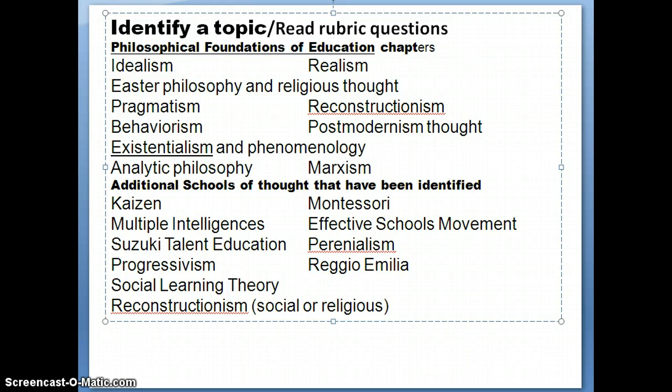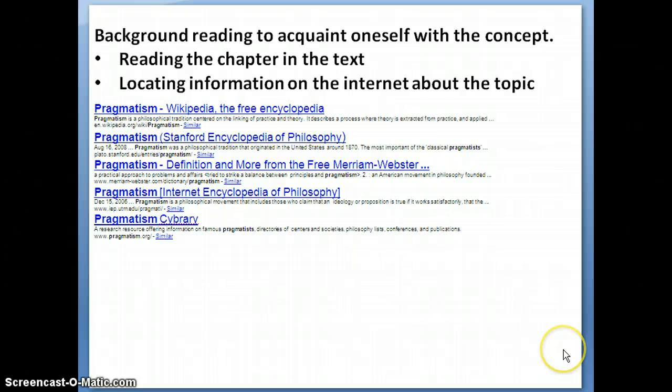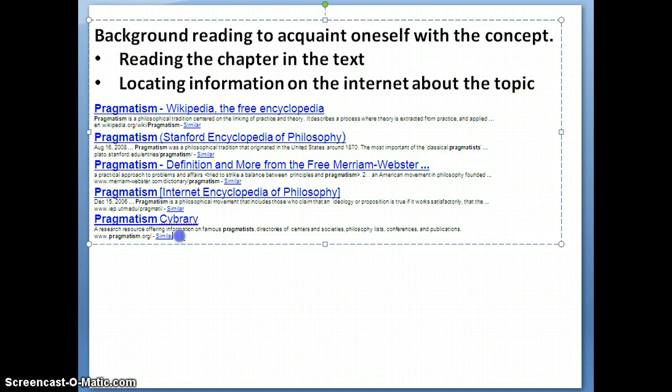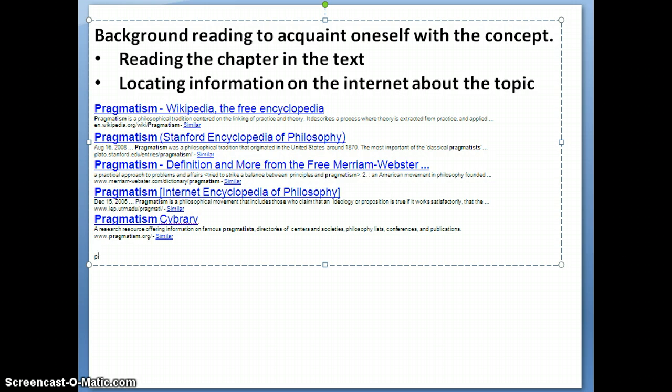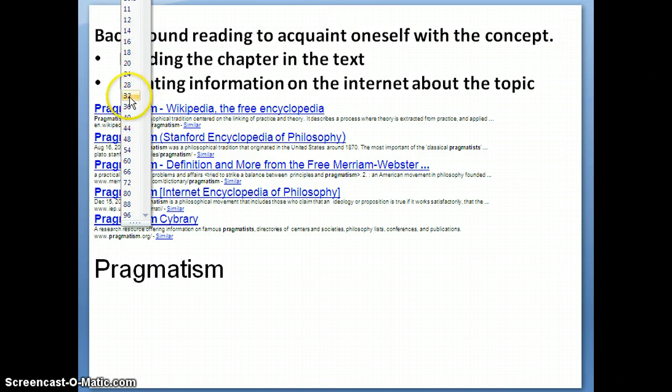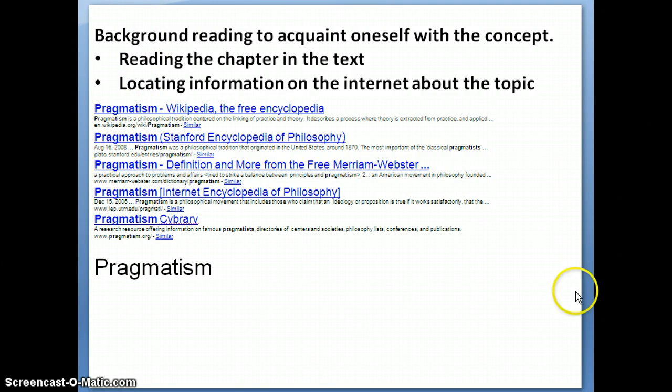Okay, now here's what I did, and let me show you what I did. I simply took the phrase and typed it into Google: pragmatism. It's pretty small on there, so let's enlarge it so you can see for sure what I typed in. There it is. That's what I typed in.